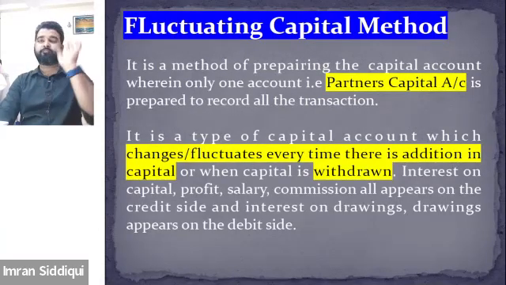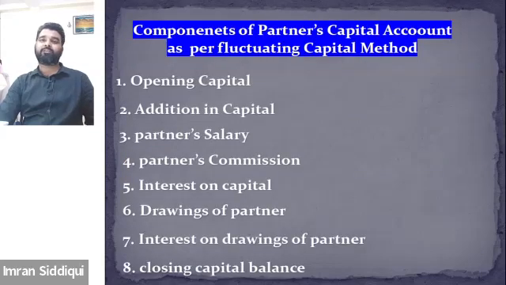This is done in case of the fluctuating capital method. All the transactions, such as the opening capital of the partner, addition in that capital, partner salary, partner commission, interest on capital, drawing, interest on drawing, and closing capital, everything will be recorded at only one place, which is called the partner's capital account.